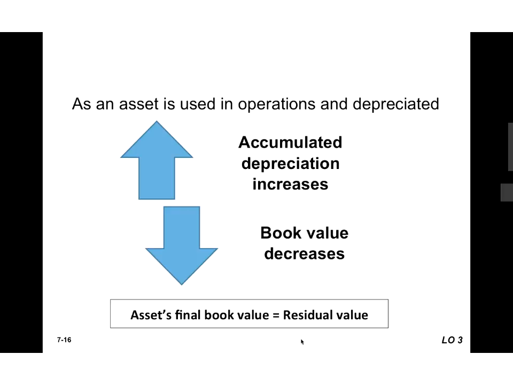As an asset is used in operations and depreciated, the accumulated depreciation will go up and the book value will go down, because you have the original cost less accumulated depreciation. So your book value will decrease over time, and the final book value will equal that estimated residual value.